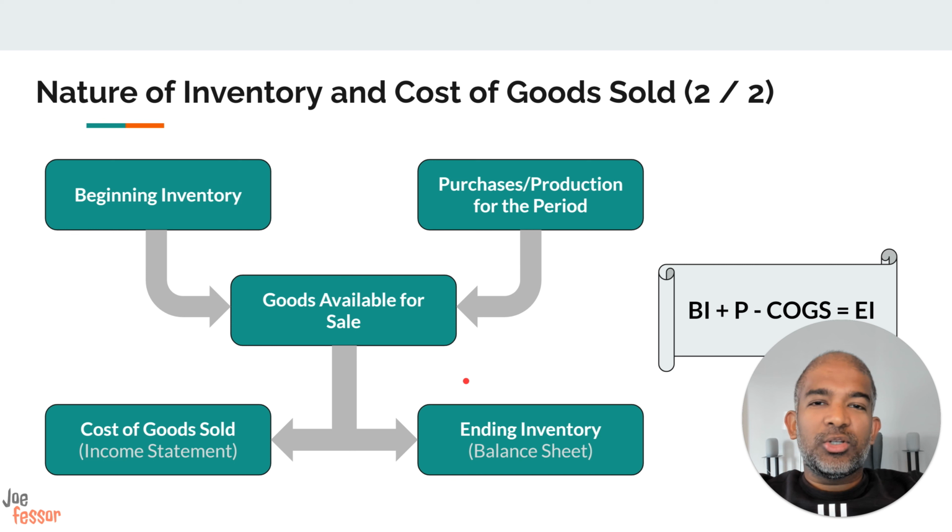Whatever is not sold during that period still remains as part of your inventory and is called your ending inventory. At the end of this time period, this is shown as inventory under assets in your balance sheet. If you'd like to formulate this relationship mathematically, you can say beginning inventory plus either purchases or production, minus your cost of goods sold. Once you deduct that, whatever is left is your ending inventory.